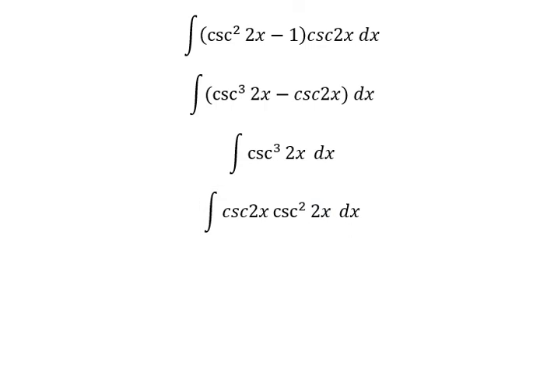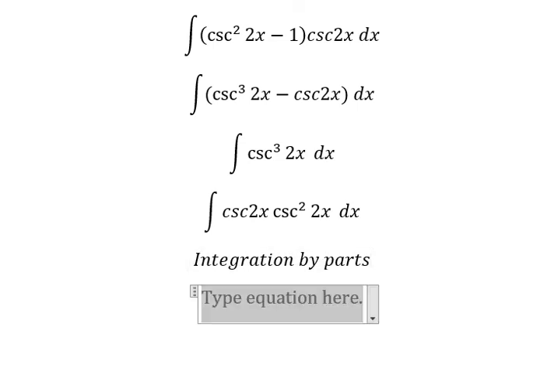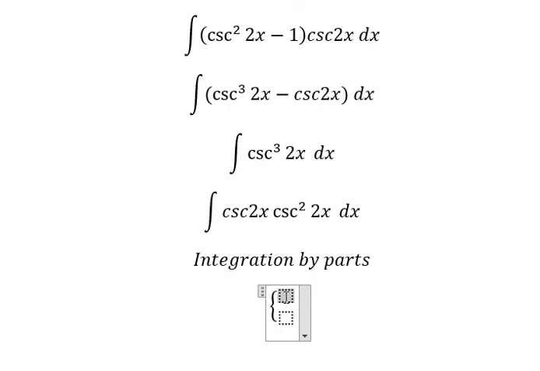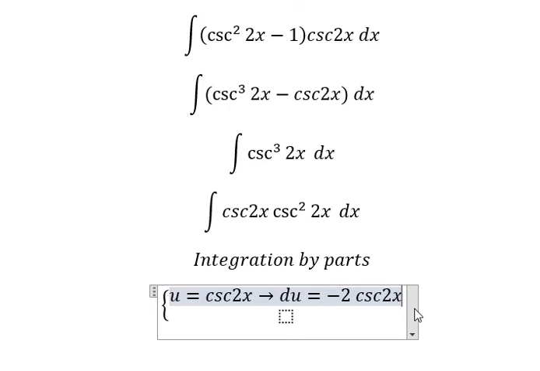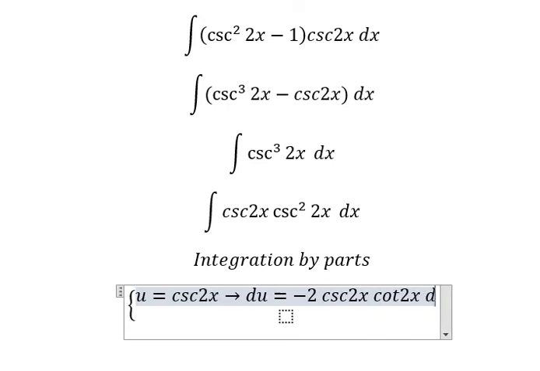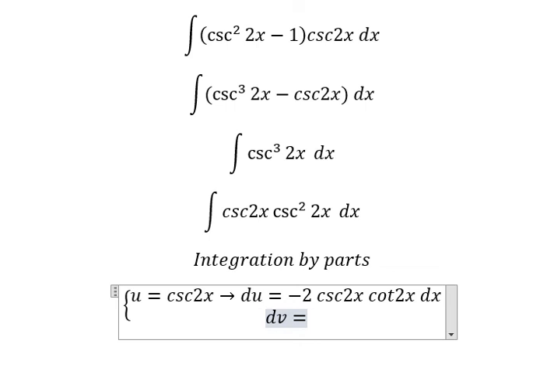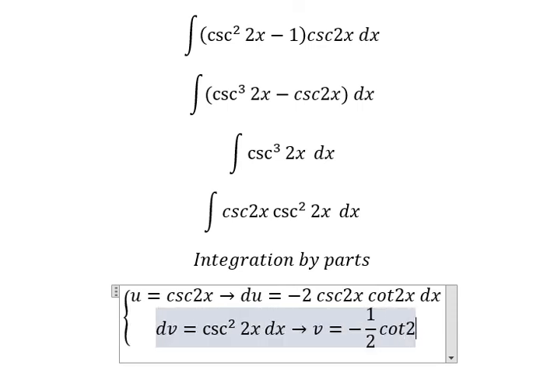So we can use integration by parts. I will put u equals cosecant of 2x. If I take the first derivative of both sides, you get du equals negative 2 cosecant of 2x cotangent 2x dx. For dv, we have cosecant of 2x squared dx. The integration of this one gives v equals negative 1 over 2 cotangent 2x.